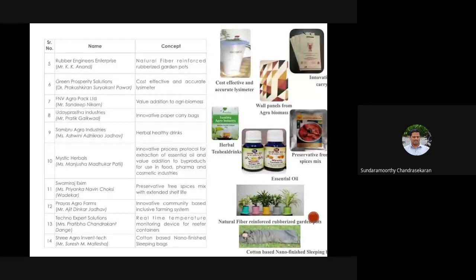Other technologies, as I told you, include FNV packs, where they are making panel boards, development of mulberry tea leaves, and nano-finished sleeping bags, which enable comfortable sleeping, because sleeping bags are usually made of synthetic fibers. We make them comfortable through cotton lining and nano finishing, so that they are antibacterial as well as mosquito repellent. And development of fiber reinforced paper based products.